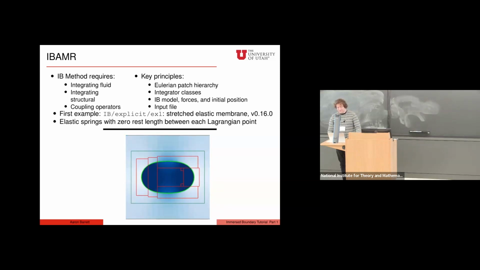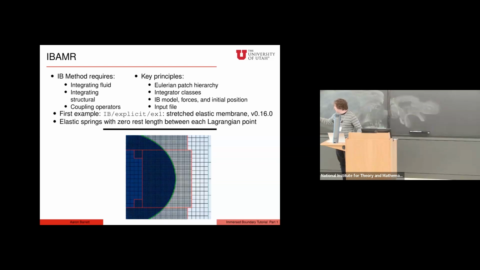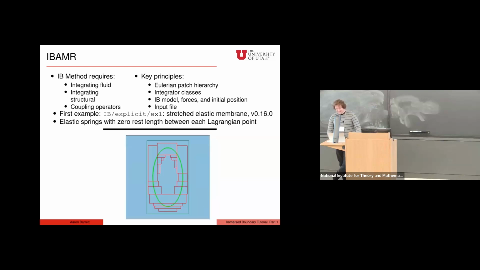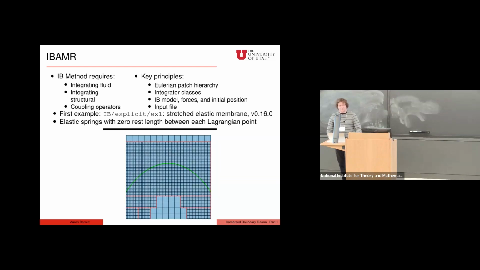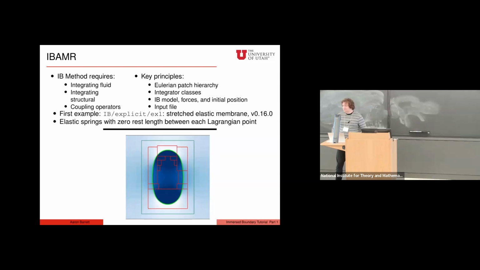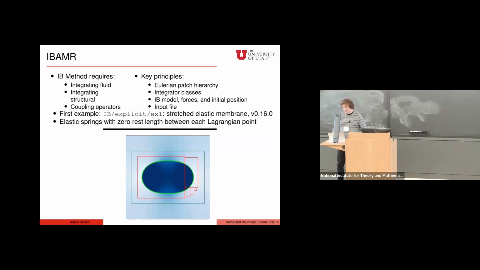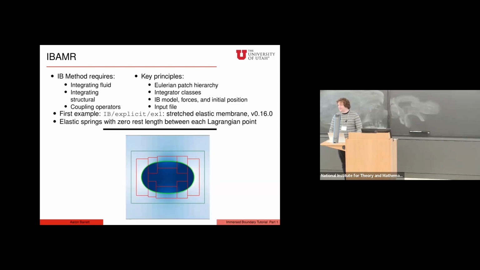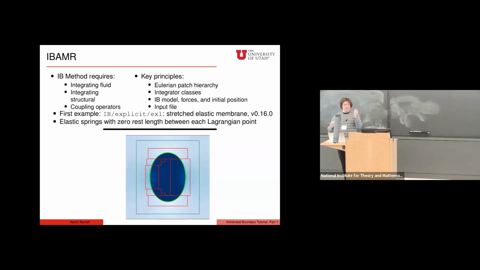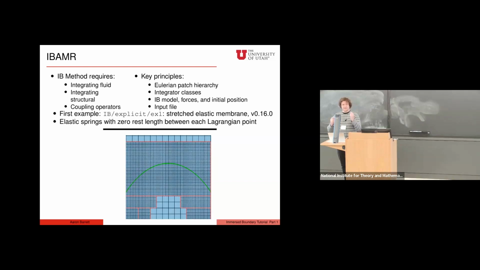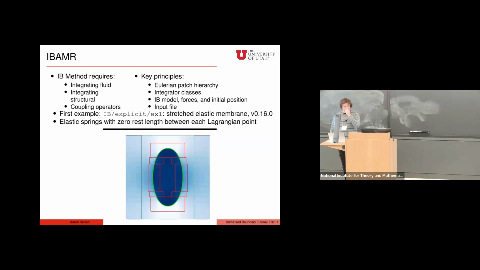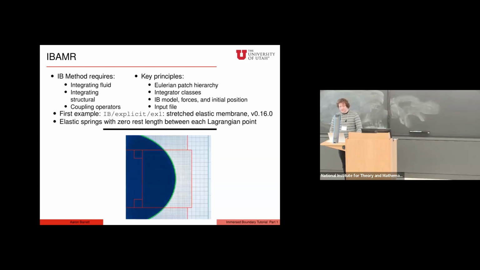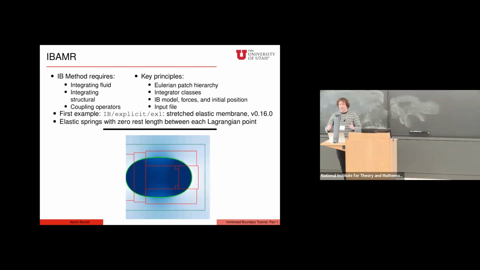We're going to look at our first example, where we're basically going to recreate this movie that's been playing nonstop. This corresponds to a stretched elastic membrane, the first example that most people do with IB methods. The way we discretize it, we take a discretization point cloud and apply zero rest length springs between every point. So there's some tension associated with this membrane. Then we're going to deform it, let it go, and see what happens.